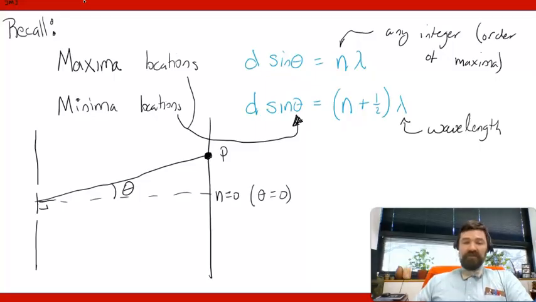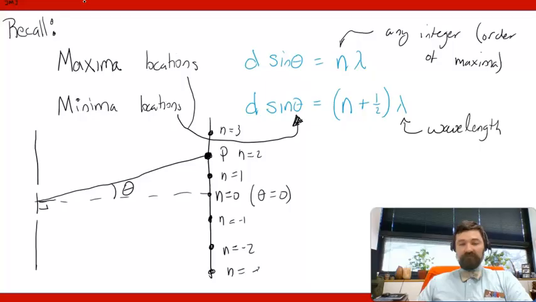So the n equals 0 maxima occurs at theta equals 0. And then there will tend to be additional maxima above and below. So here might be n equals 1, here might be n equals 2, somewhere up here might be n equals 3, and then below it, but equidistant from it, I should have a -1, a -2, and a -3, etc. Distance d is the distance between the two slits. So if I take this distance between the two openings, that is distance d.